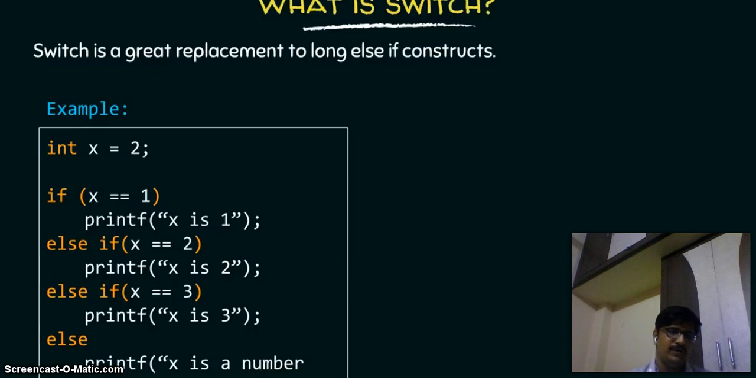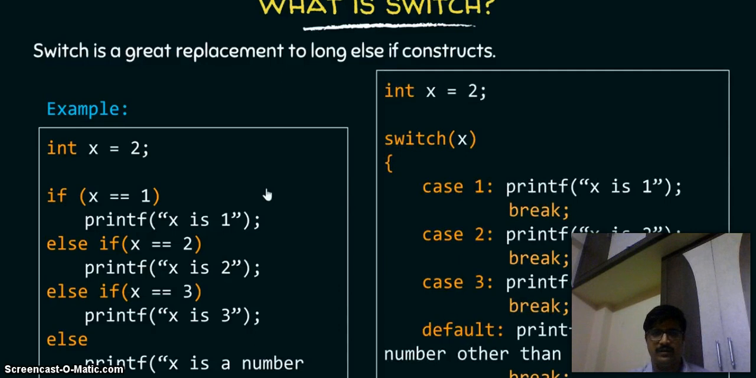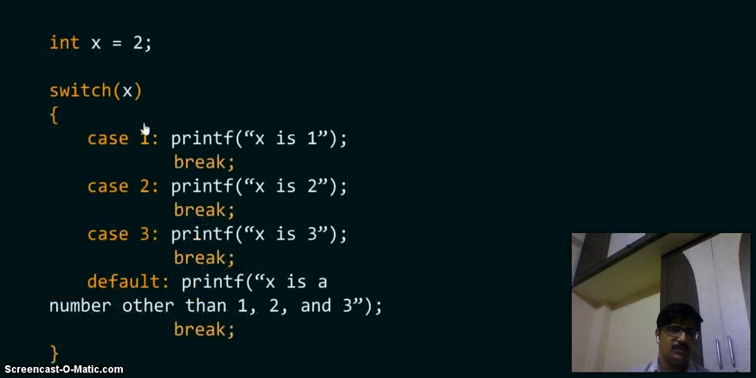So here is the good replacement, that is the switch. We can replace all this else if construct using this one switch construct. So now let's try to understand how this switch is going to replace these else if conditions. See here, first it will check whether x is equal to 1 or not. Whatever is inside this switch is going to be compared with this label 1.